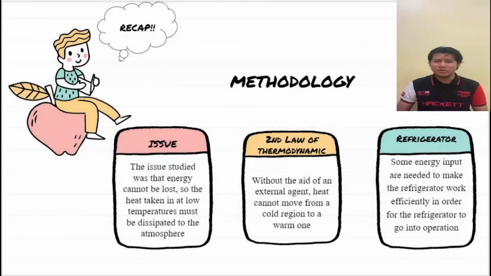Okay, next for methodology. The basic principle is that energy cannot be lost, so the heat taken in at low temperature must be dissipated into the atmosphere. Based on the second law of thermodynamics, without the aid of an external agent, heat cannot move from a cold region to a warm one. So in a refrigerator, some energy input is needed to make the refrigerator work efficiently and go into operation.